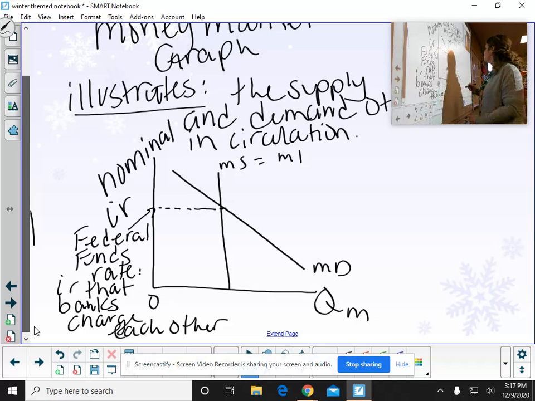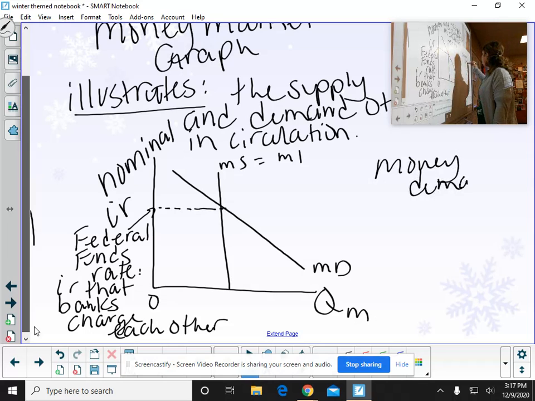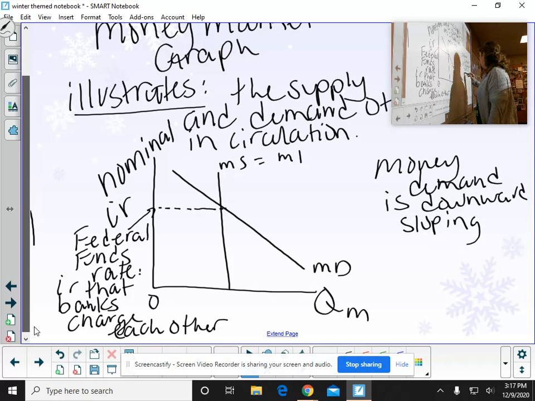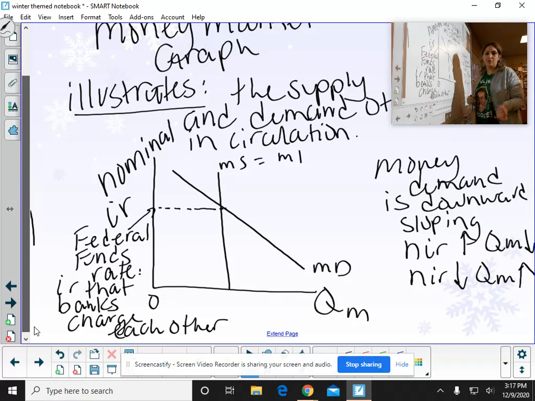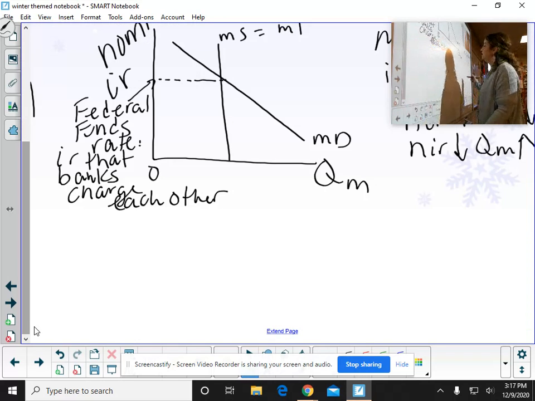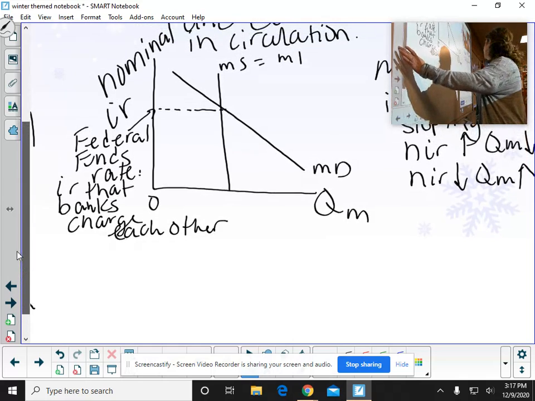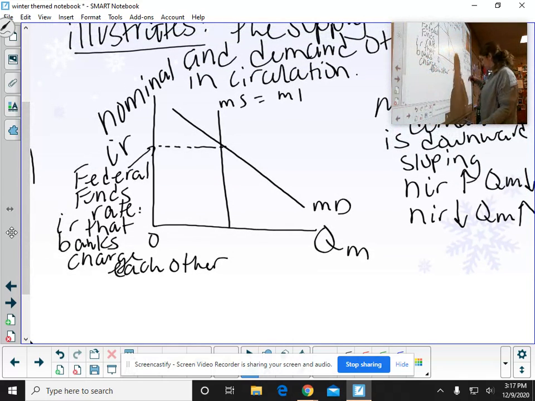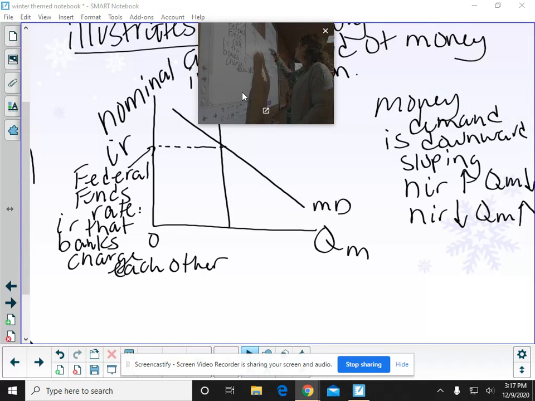Money demand is downward sloping for basically two reasons. So money demand is downward sloping, meaning that when nominal interest rates increase, the quantity of money decreases, and when nominal interest rates decrease, the quantity of money increases. They're inversely related for two reasons. And the two reasons are the idea of transaction demand and asset demand.